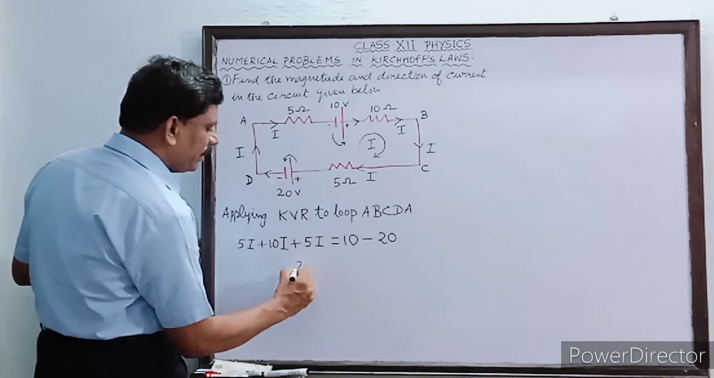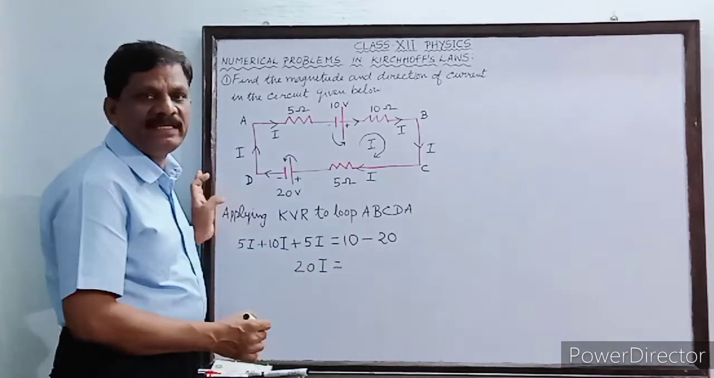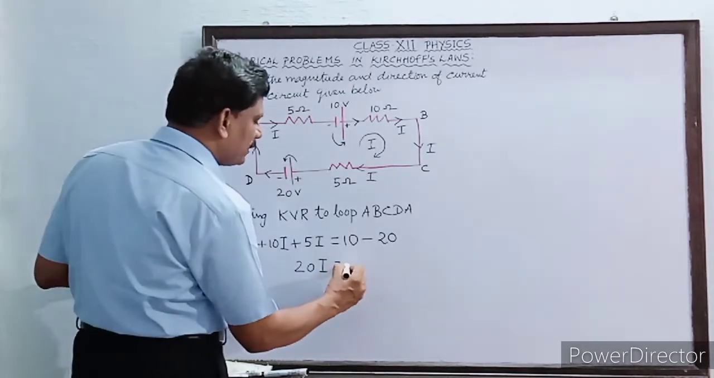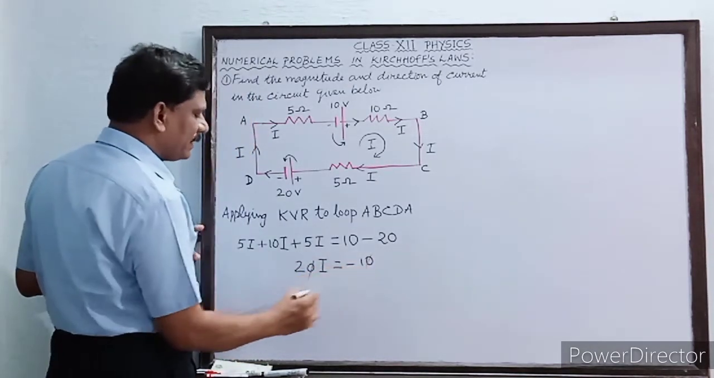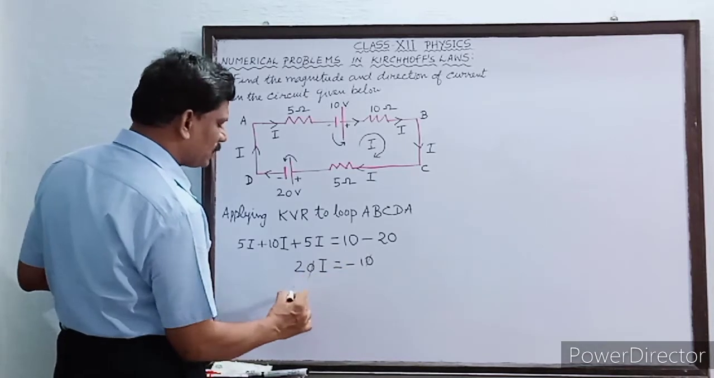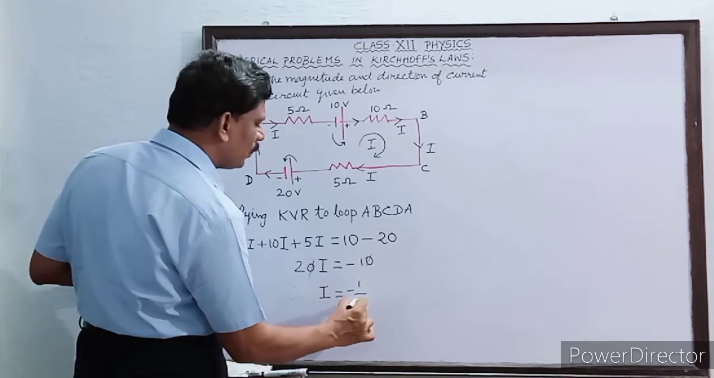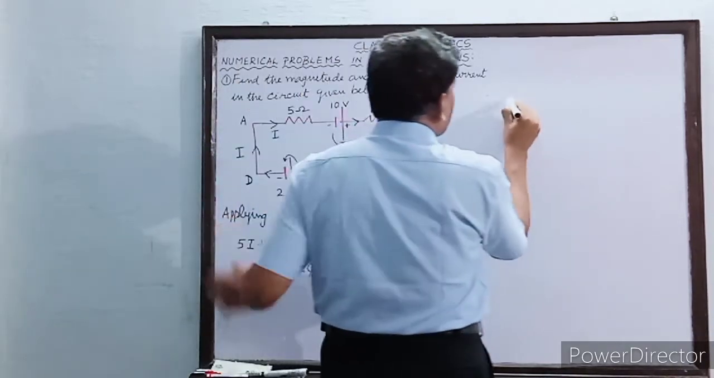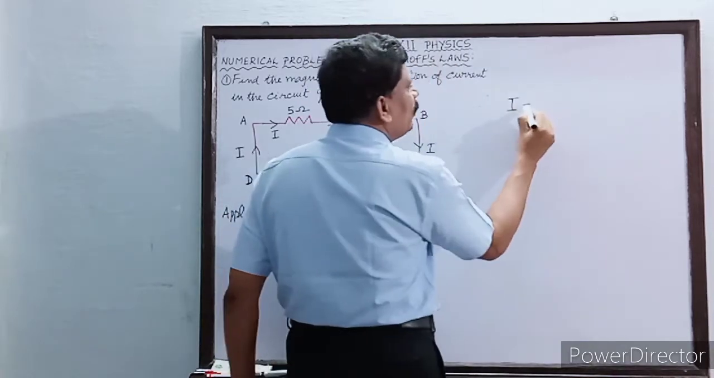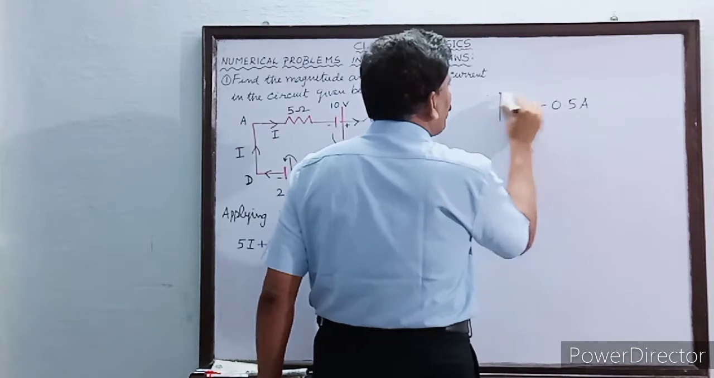So 5 plus 10 plus 5 is 20I. So 20I is equal to 10 minus 20, which is how much? Minus 10. So the zeros get cancelled. 2I is equal to minus 1. Therefore I is equal to minus 1 by 2. Therefore the current in the circuit is equal to minus 0.5 ampere.